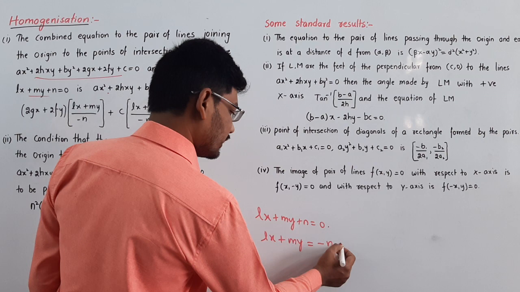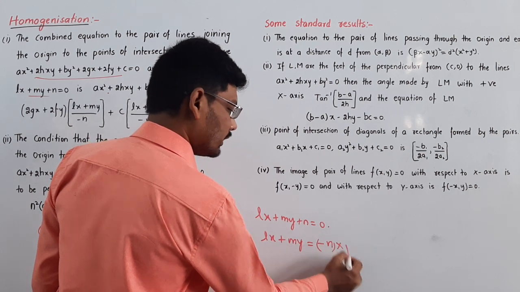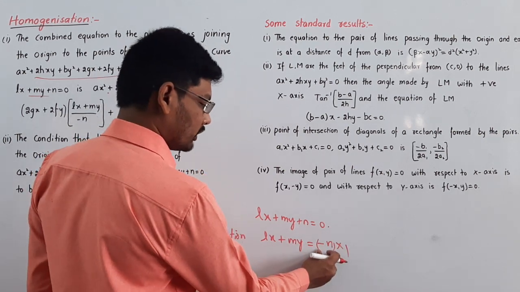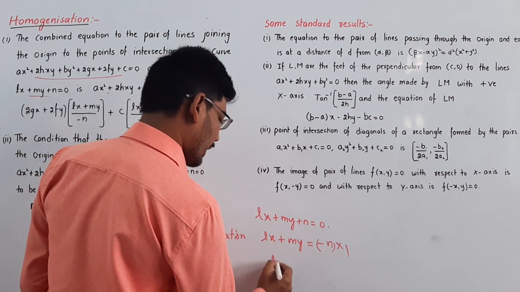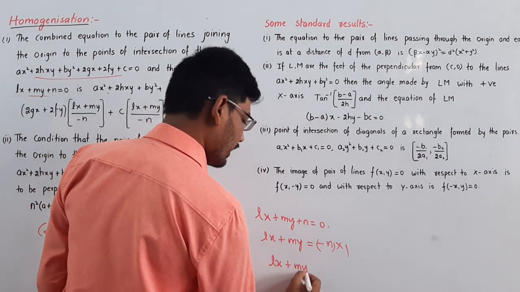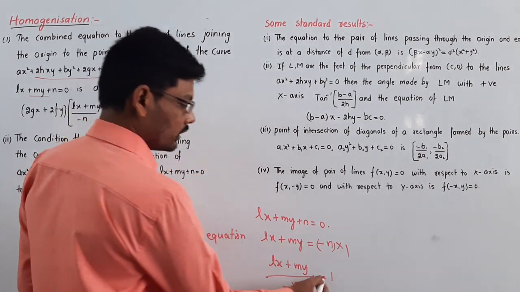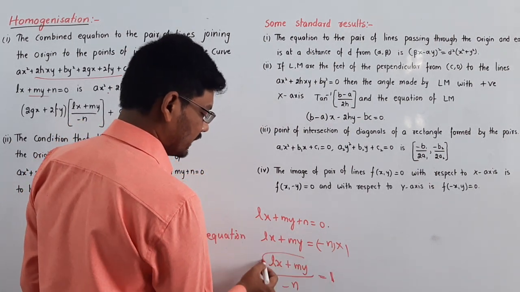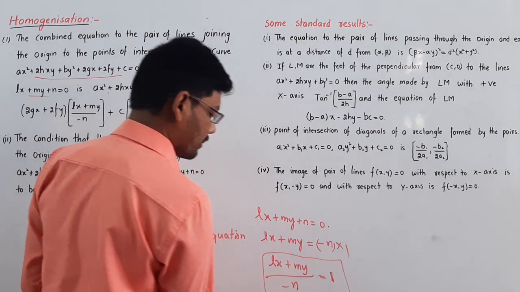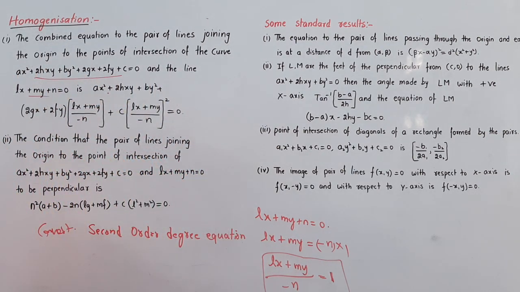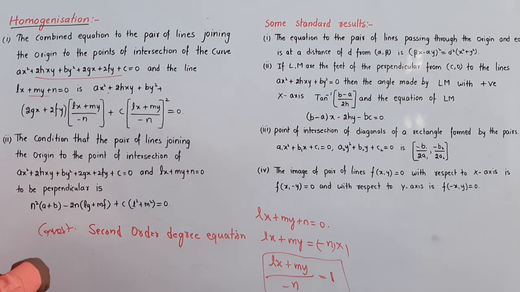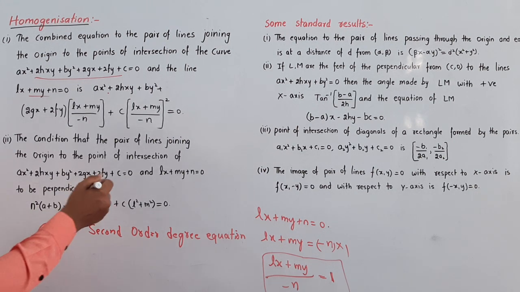So can I write minus n into 1? Here I am sending this term to the denominator. What will happen? Lx plus My by minus n is equal to 1. So the one value for this line is Lx plus My by minus n. And here we have the homogenization equation.